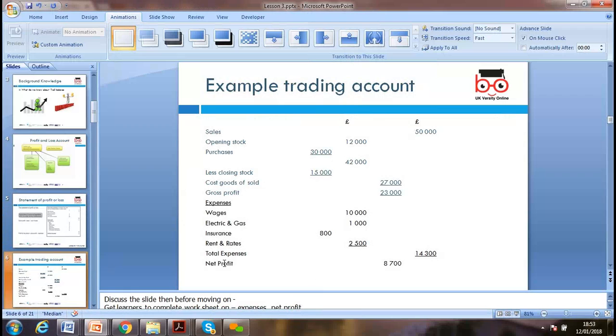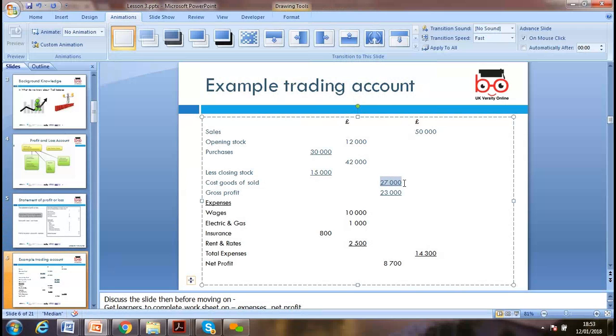Okay, so next, this is an example. We're looking to calculate the profit and loss. Sales are 50,000. We have an opening stock of 12,000. We have purchases of 30,000. We add them together and it becomes 42,000. Then we less our closing inventory to become 27,000, my cost of goods sold. Now 50,000 minus 27,000, 23,000 will be my gross profit. Does it make sense?